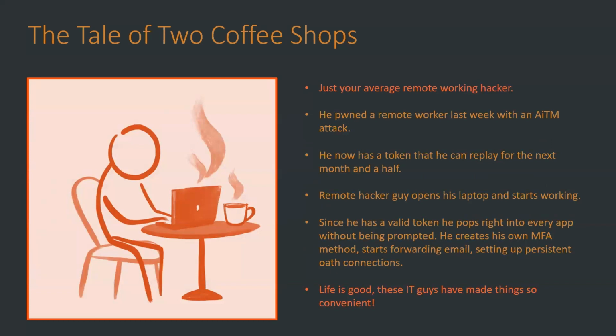So now we just have your average remote working hacker. The week before, he owned Bob with an adversary in the middle attack. He now has a token of Bob's that he can replay for the next month and a half. And so he sits down, he opens his laptop, and he starts working through everything we covered in that business email compromise example, right? He creates his own MFA method. He starts forwarding emails. He's setting up persistent OAuth connections. And he's literally thinking the same thing. Life is good. These IT guys have made things so convenient for me, right?